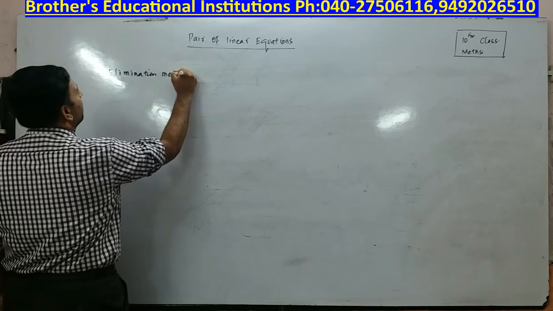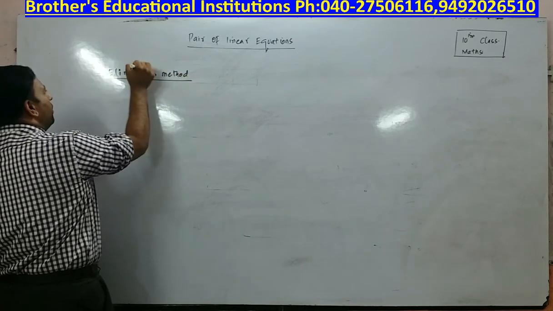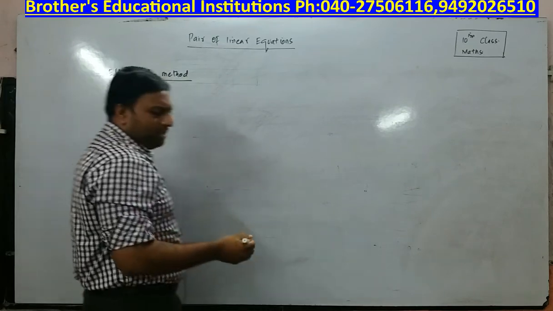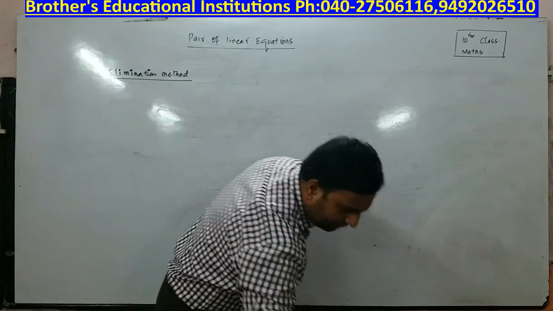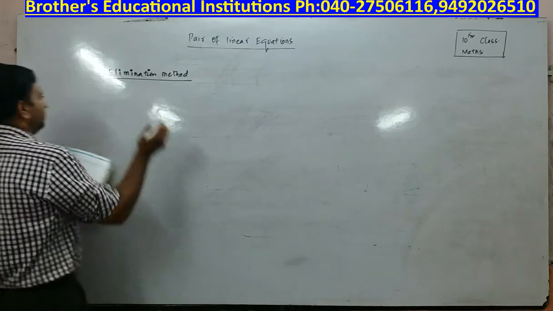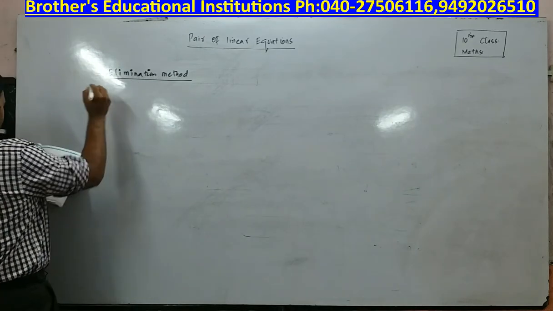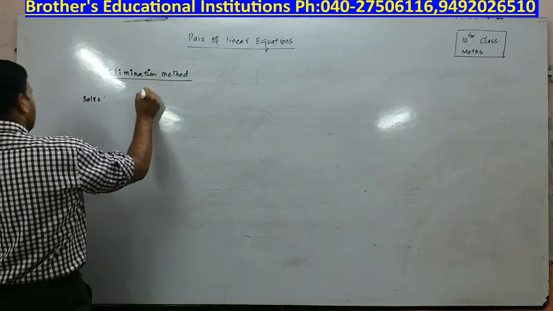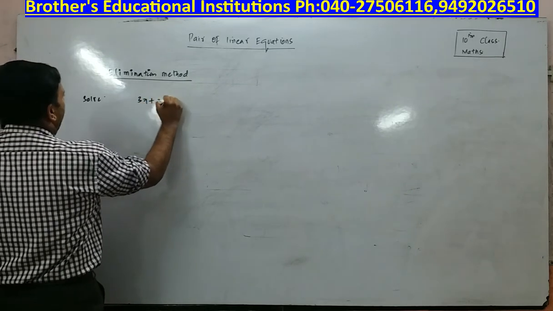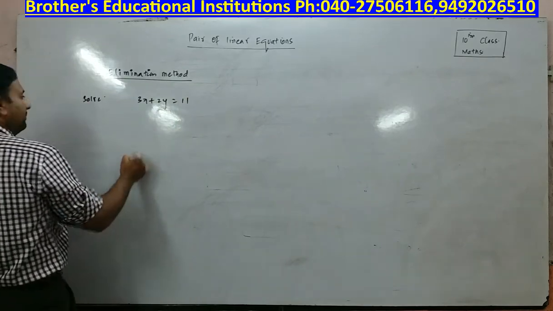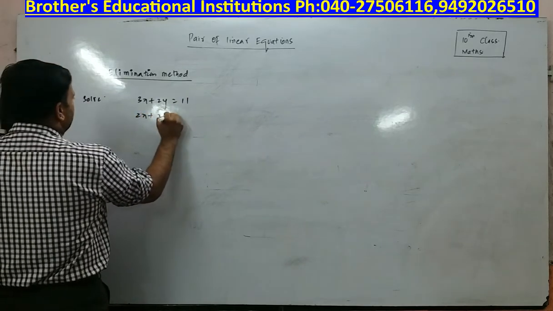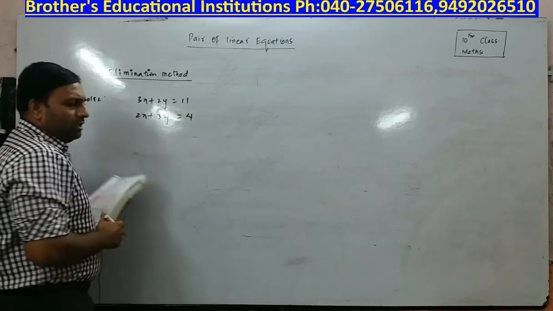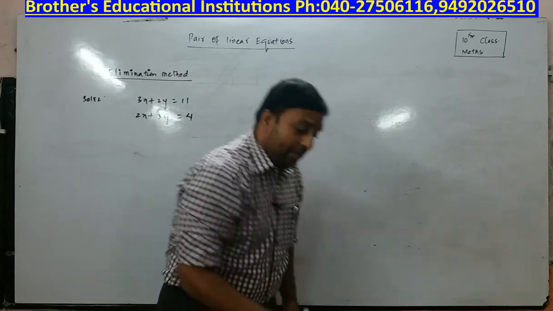Elimination method. Alright, so let me take a numerical for you so that you understand what this elimination method is. Solve 3x plus 2y is equal to 11, 2x plus 3y is equal to 4 using elimination method.